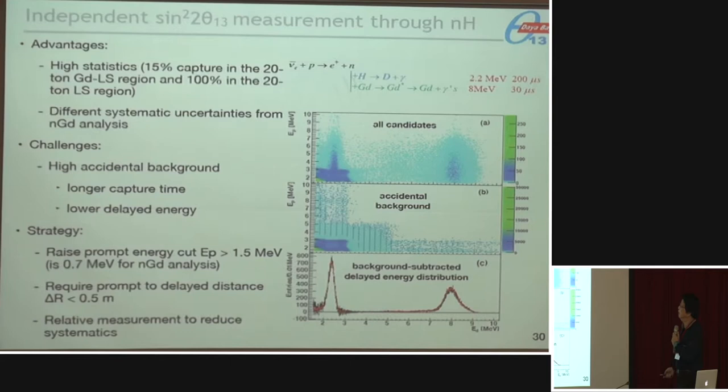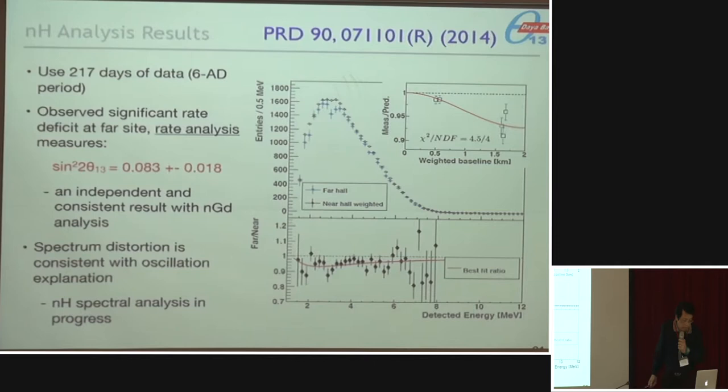Besides the so-called nGd data, there's also the nH data, which can be an independent check, even though the statistics won't be as good as nGd. You can clearly see the peaks over here. Of course, nGd is well separated, and there's still a little bit of background here, more background here. Anyway, this shows the data we have, all the candidates with the accidental background, which we have to subtract out to get to this. So the nH result is fully consistent with the nGd result.